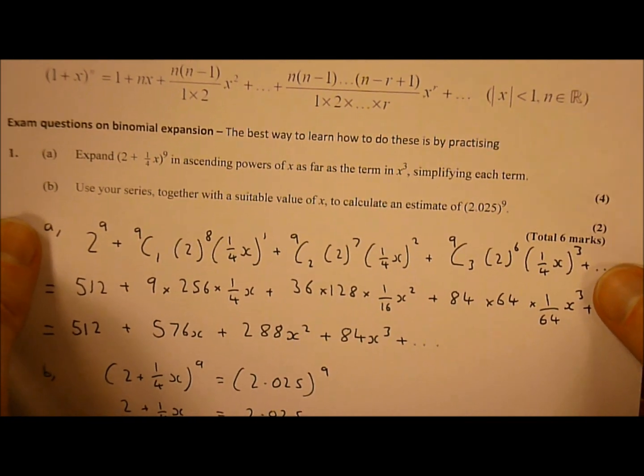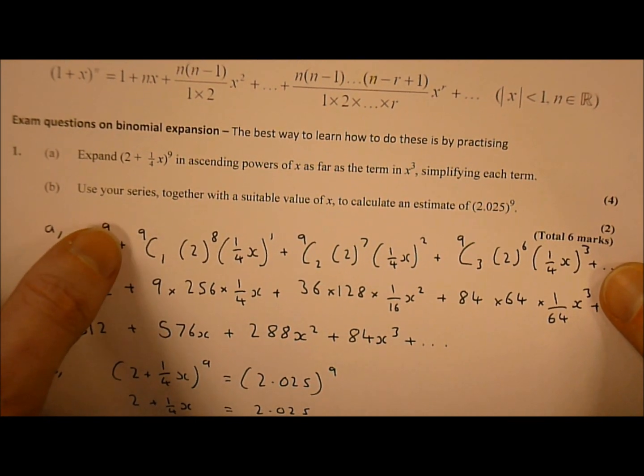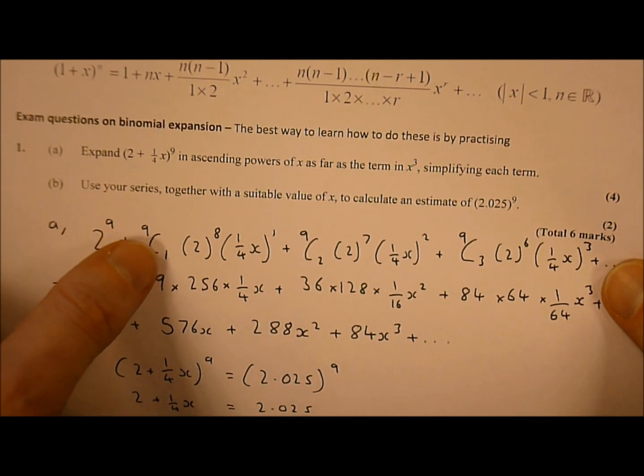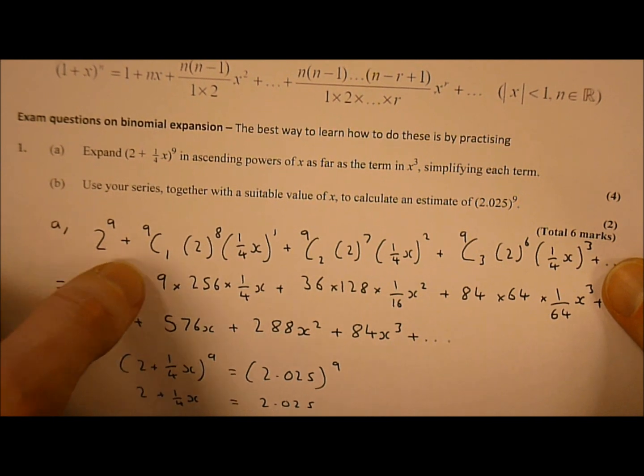So I always start off with the first thing to the highest power, so the power 9 that's given up here. So 2 to the power 9. Then I start in my combinations function, so I've got 9c1. This is like 9c0 here, but that's just 1, so we don't need it.